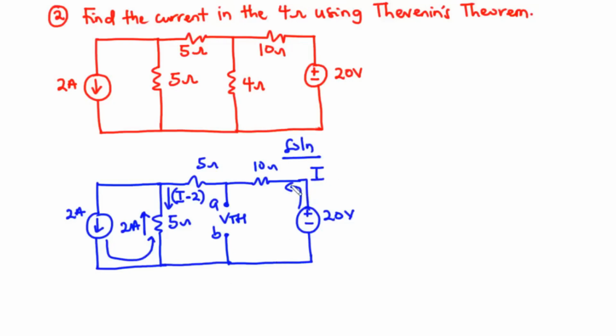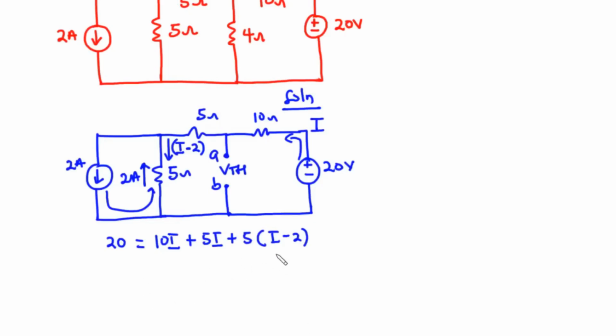At this point we can find the value of I. So considering this loop, we have the voltage source which is 20 volts equals the sum of the voltages dropped across the loop. We have 10 times I plus 5 times I, and then here we have 5 times (I minus 2), that is plus 5 into bracket I minus 2. Let's move on as we have to find the value of I.